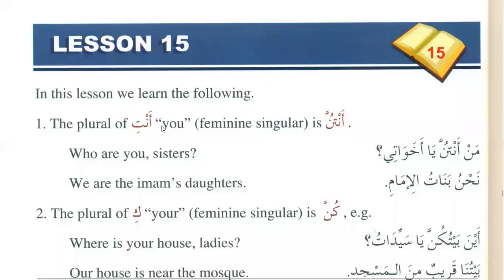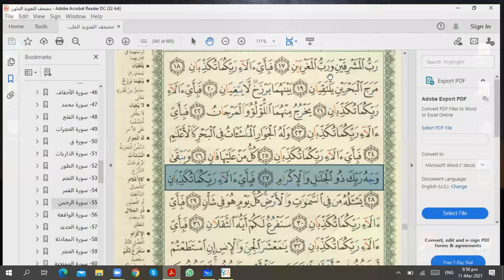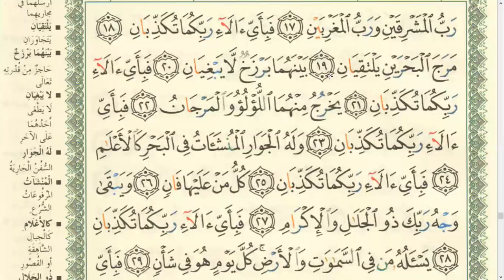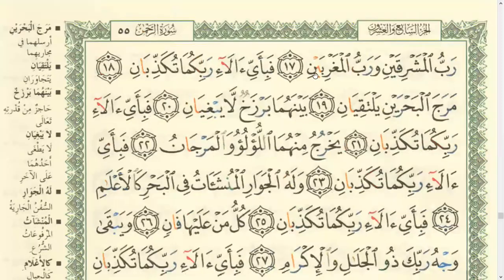Lesson number 15. I already prepared. You prepared it, then read it now so that Rizwana can also benefit from you. First read A'udhu Billahi Bismillah and then start. A'udhu Billahi Minash Shaitan Rajeem. Bismillahir Rahmanir Rahim.